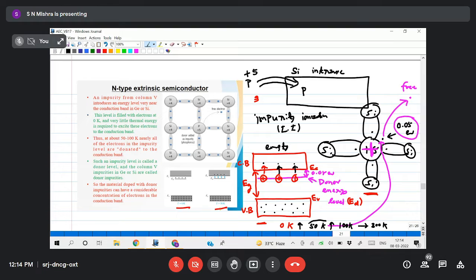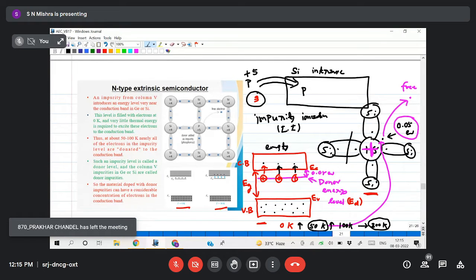From 50 Kelvin, we have seen all the 3 atoms that I have added are ionized. Now I am increasing this 50 Kelvin to 300 Kelvin, meaning an extra 250 Kelvin I am giving. So this extra energy that I am providing, what will it do? The electrons in the valence band will go to the conduction band. That means it is breaking the covalent bond. So valence band to conduction band it is moving, which means it breaks the covalent bond.